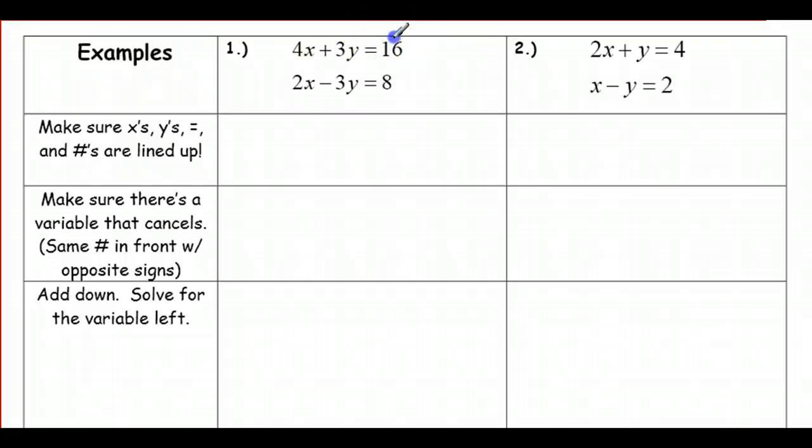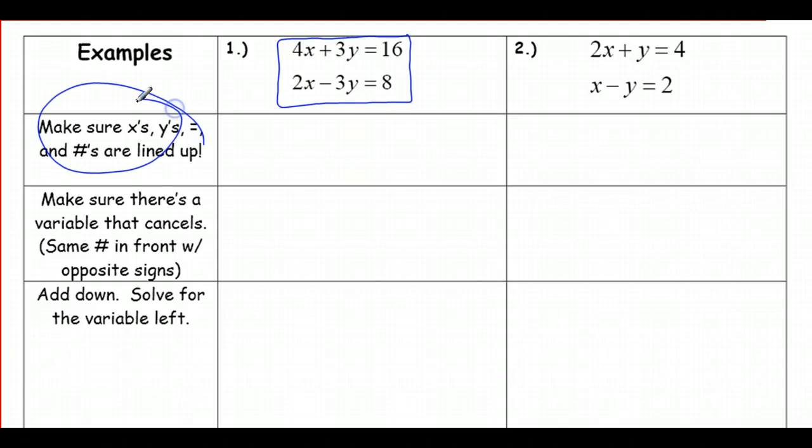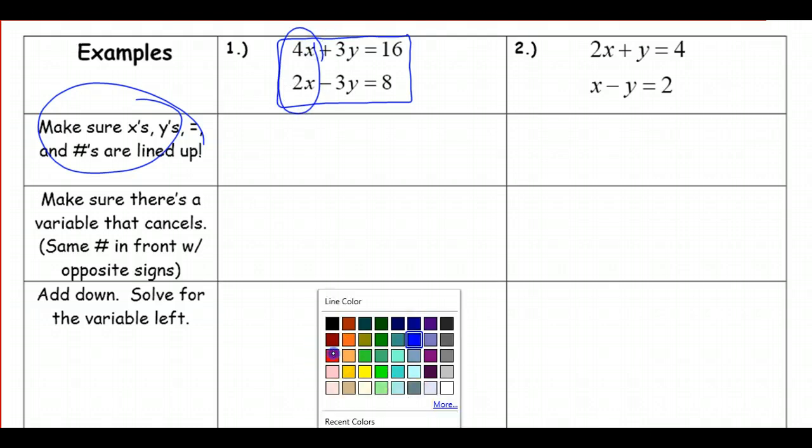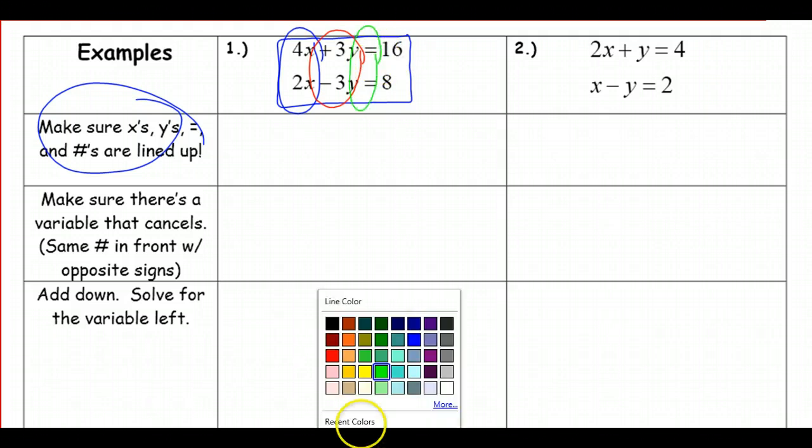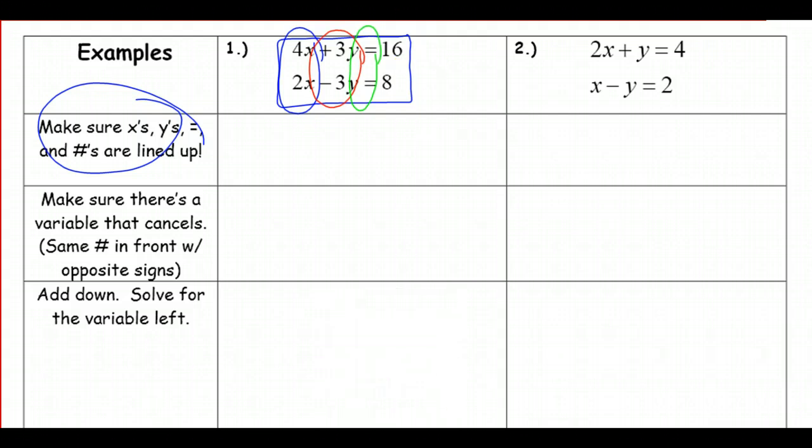Here, our linear system is 4x plus 3y equals 16 and 2x minus 3y equals 8. In step 1, you want to make sure that your x terms, so 4x and 2x, are lined up. You want to make sure that your y terms are lined up, your equals is lined up, and your constant terms, remember those are numbers without variables, are also lined up. Once you do that, you can move on to the next step. So in this case, we didn't have to do anything for step 1.